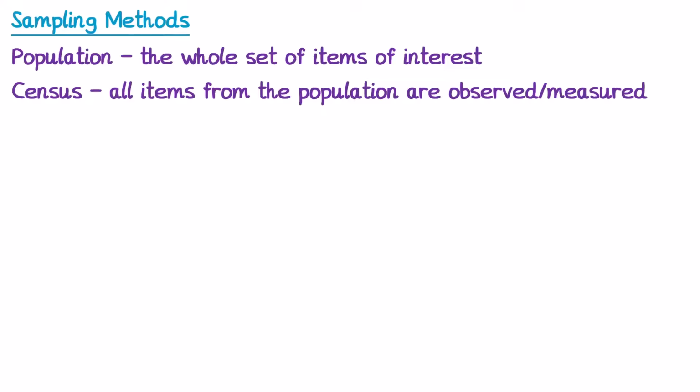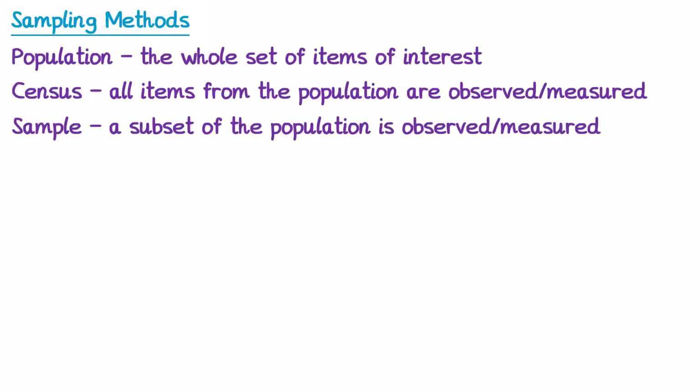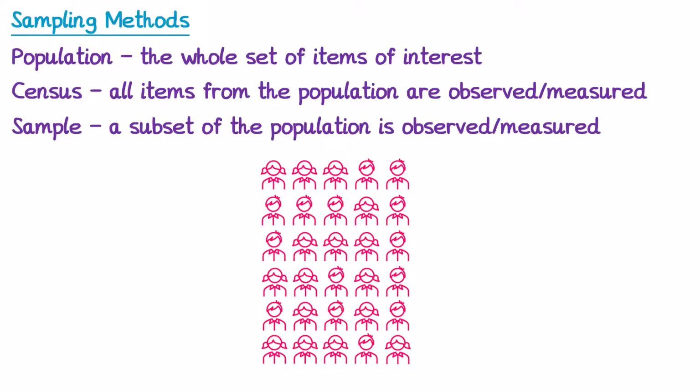Instead though, the head teacher may conduct a sample. This is where a subset of the population is observed or measured instead. For our example, this would be if the head teacher asked some, but not all of the students to complete the survey. For example, they might ask all of the students in one particular class, or the students whose surname begins with the letter A, or even a completely random sample of students. All of these would be examples of a sample.